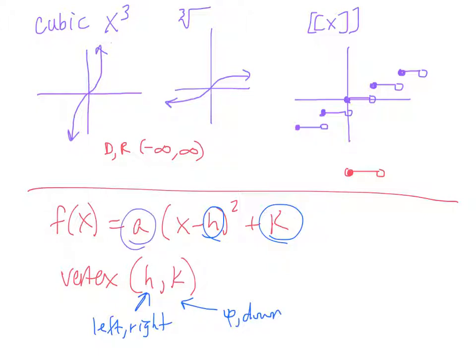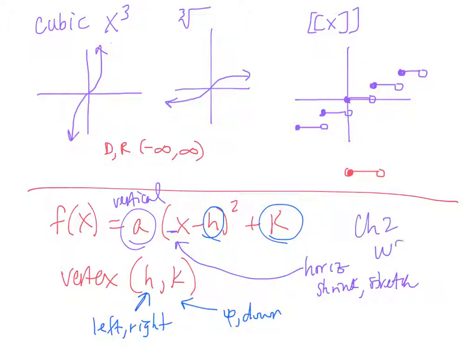The a value is going to be your vertical multiplier. If we happen to have a coefficient in front of the x, this is going to give you a horizontal shrink or stretch. We did a ton of examples like this back in Chapter 2, and we had numerous worksheets, so make sure that you look at your Chapter 2 worksheets for more examples on graphing.